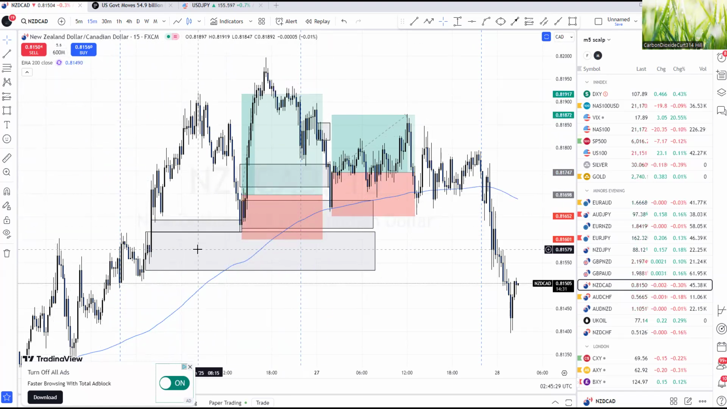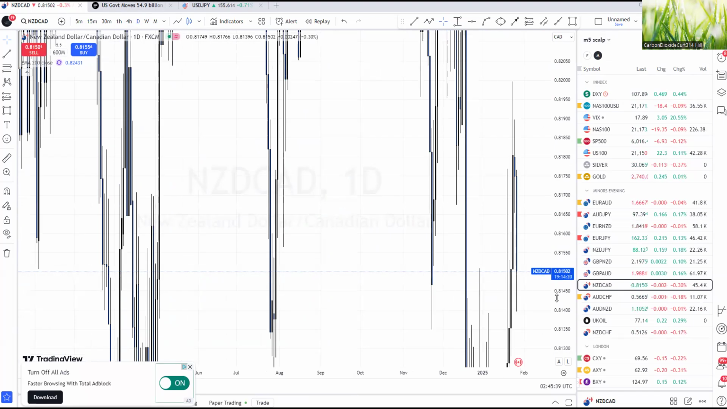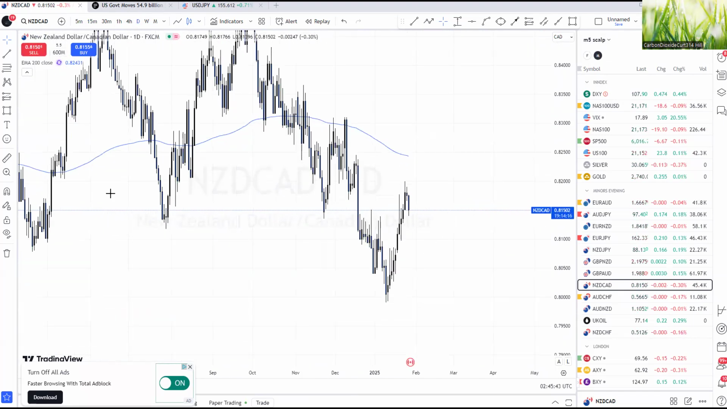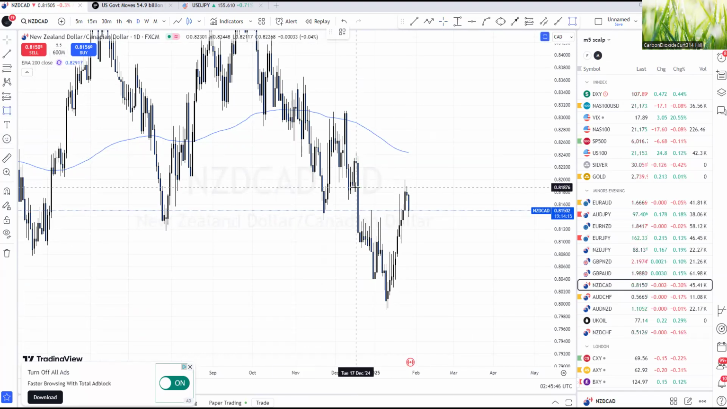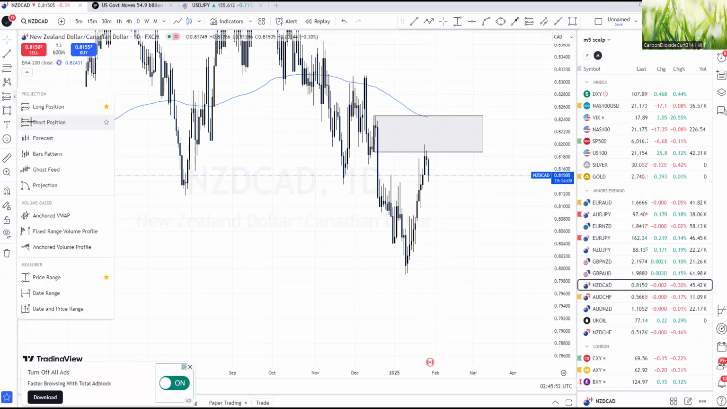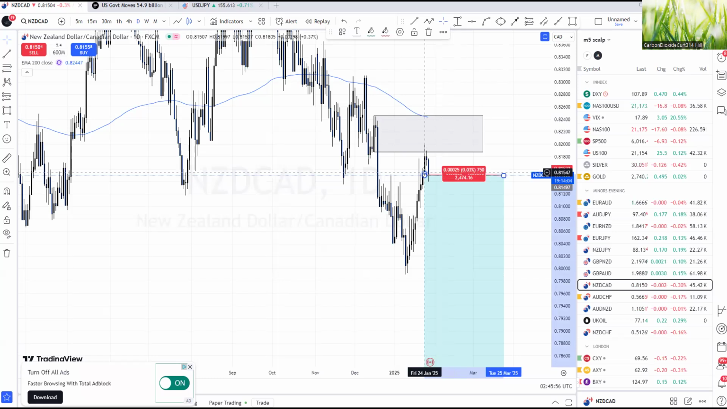Now, however, we do the same thing on the higher time frame, right? So if we remove this and go to a higher time frame, it's the same setup on the higher time frame. Matter of fact, look at New Zealand CAD. It's actually at a supply. It tapped into a supply. So this should drop from here.